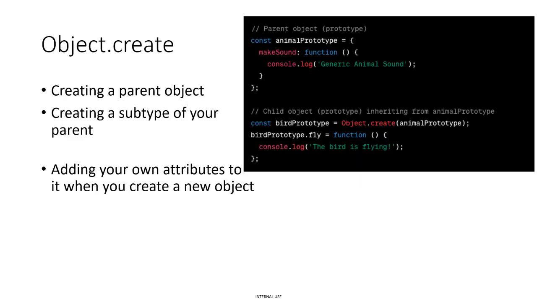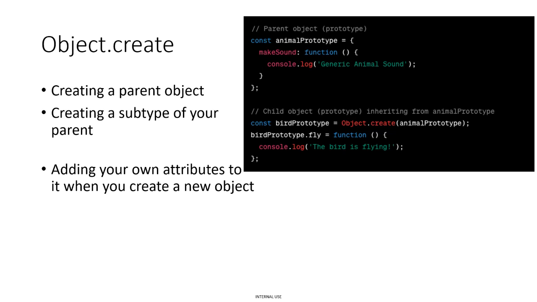Taking a look at Object.create, on the right I started an example with the help of ChatGPT. You have a parent object, animal prototype, which is like your main class. You have an animal object with bracket notation, and it's going to have a property of makeSound, which is a function. Every time you call animalPrototype.makeSound, it's going to print off generic animal sound. But then you can use that animal prototype to create a subtype of animal prototype.